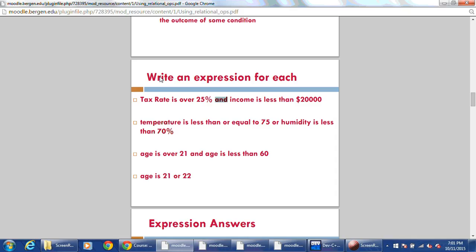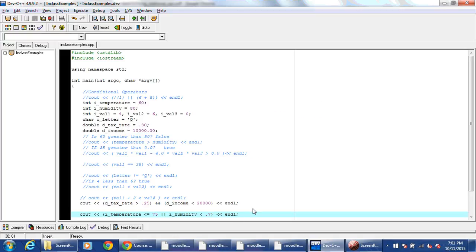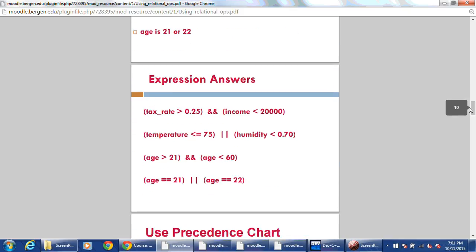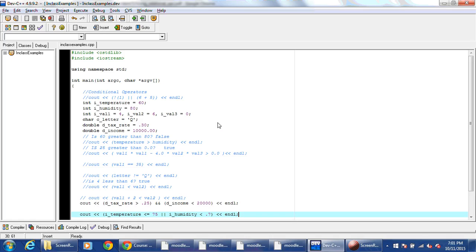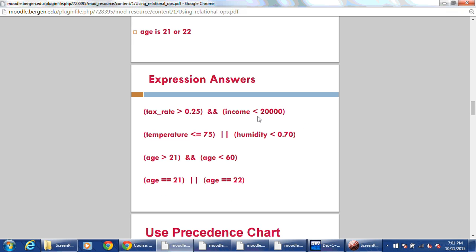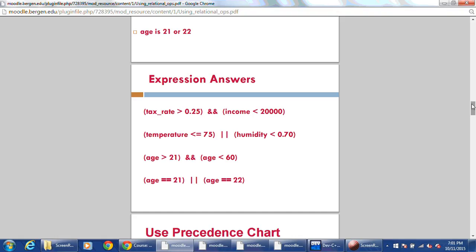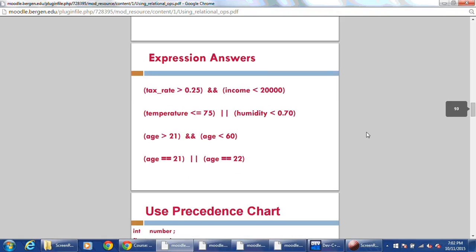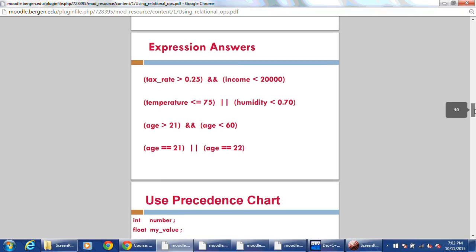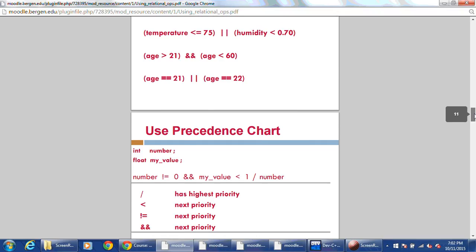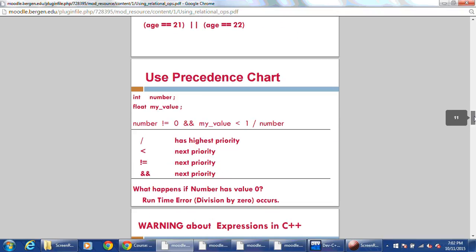So what I'm asking you to do is write expressions for each, and we've just gone over two examples. After this slide is the answer. So tax rate is greater than 0.25, and income is less than 20,000, right? And then temperature is less than or equal to 75, or humidity is less than 0.70. And those are your answers for the other two. So let's take a look at the precedence chart.